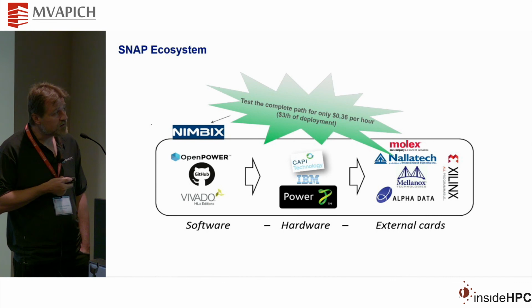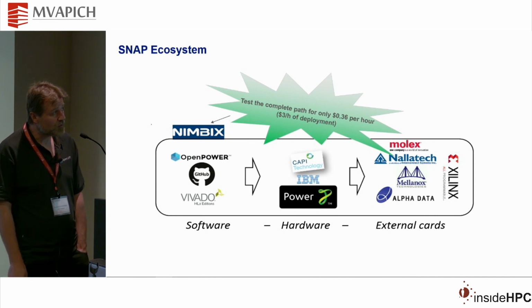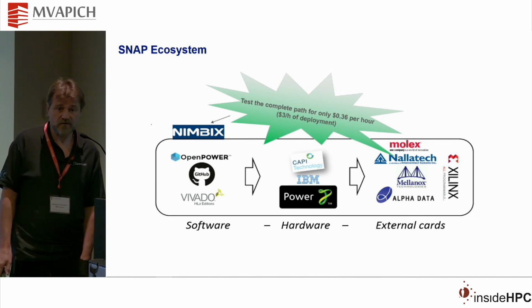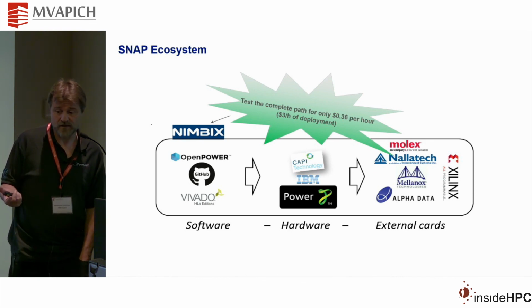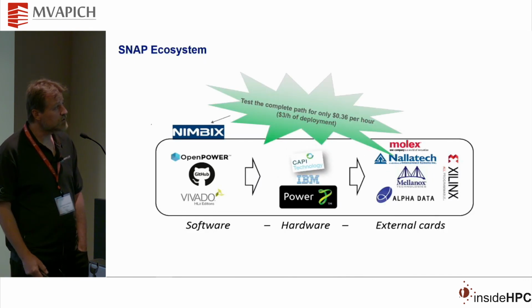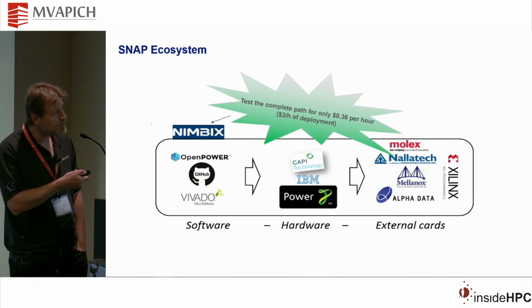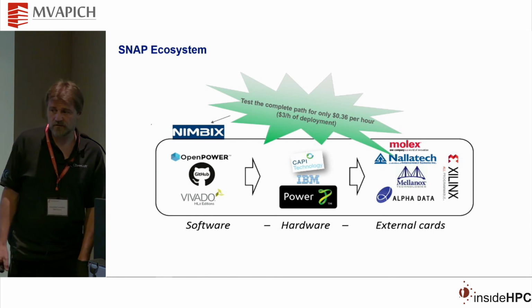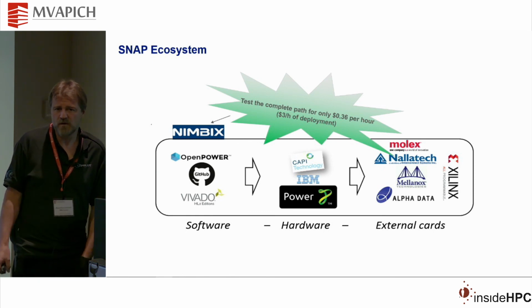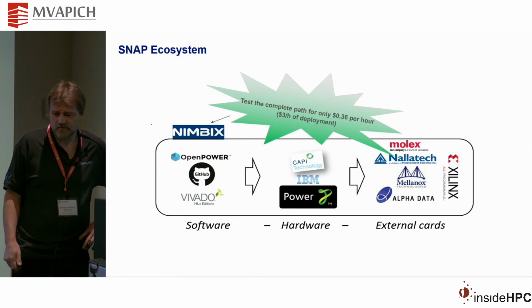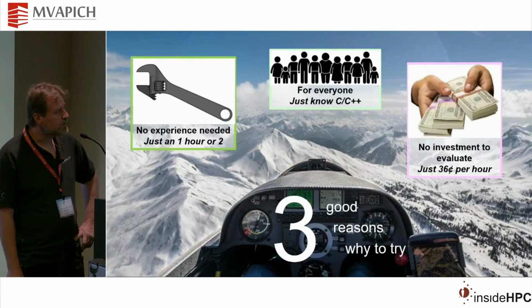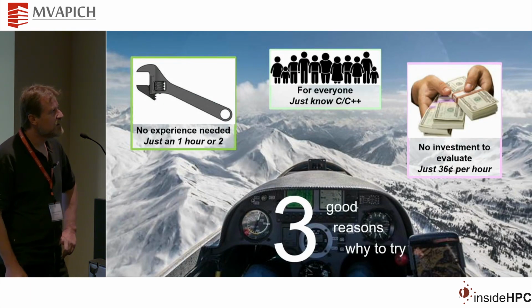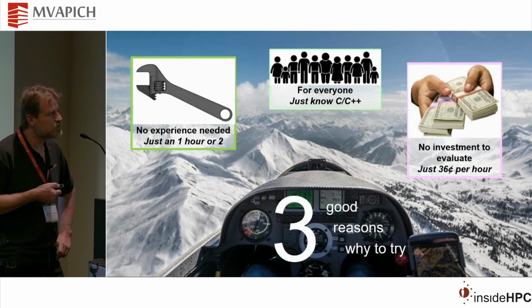It's very low cost. It's only 36 cents per hour to play on the development side. You get a license of Xilinx Vivado included. You have access to the simulator. And if you want to deploy on Power, it's only $3 per hour. But deployment, when you follow a tutorial, takes about 5 minutes. Okay? So 3 good reasons to try. It's just 1 hour or 2.